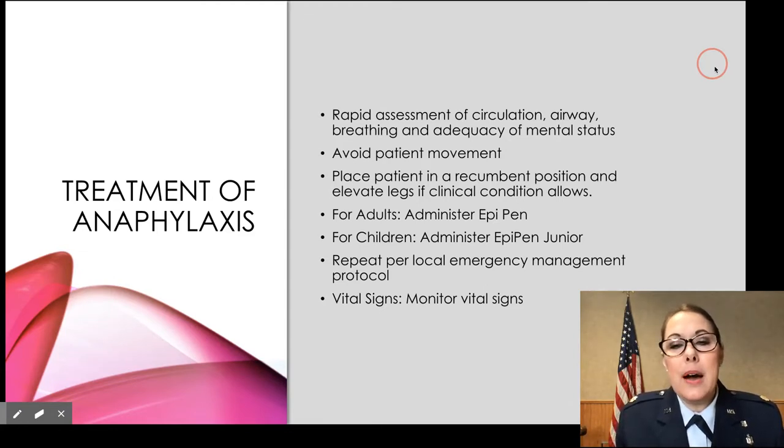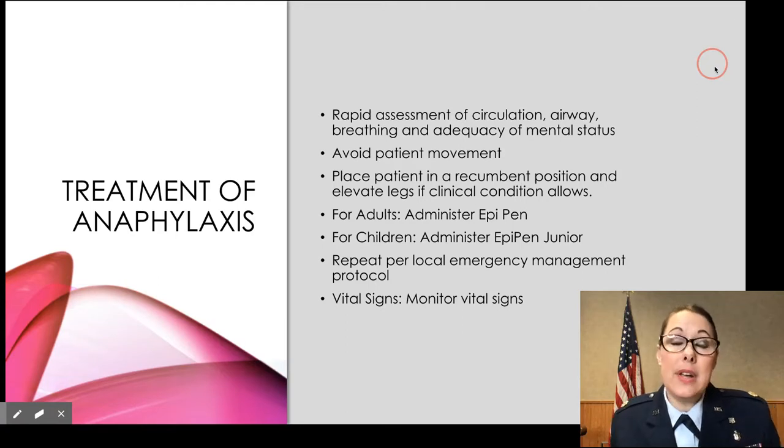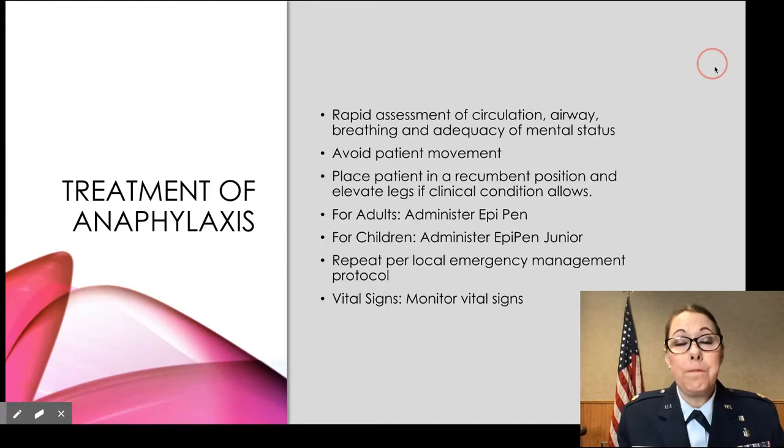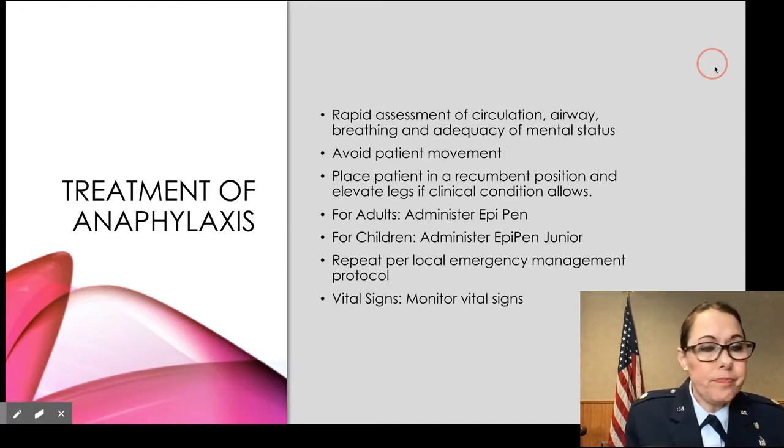You want to call the emergency management system, monitor vital signs, and start documenting all of this. You want to keep a record so that if EMS comes, you can tell them what happened, what you've done so far. Keep those good records. And talk about what vaccine they got.